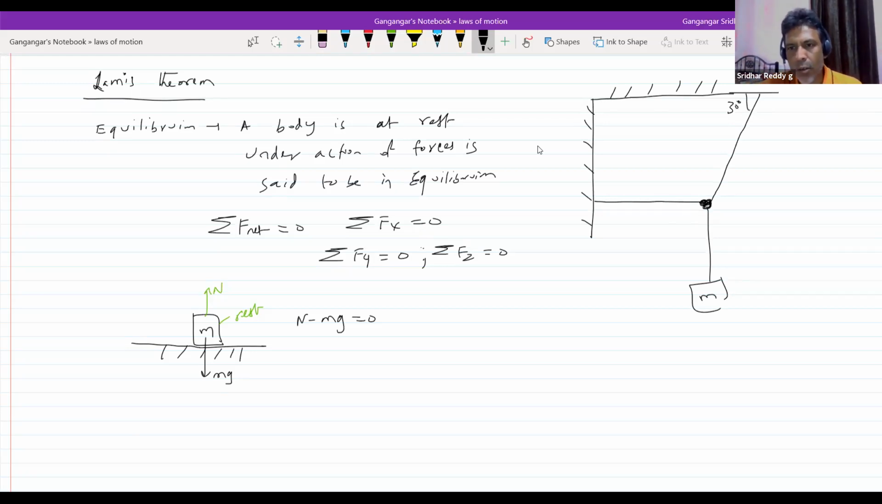Okay, this is rope 1, this is string 1, this is string 2. The system is in equilibrium. You have to find out the tension in the strings. There's a block suspended, so there's a joint. We have to find out the tension in string 1 and 2.